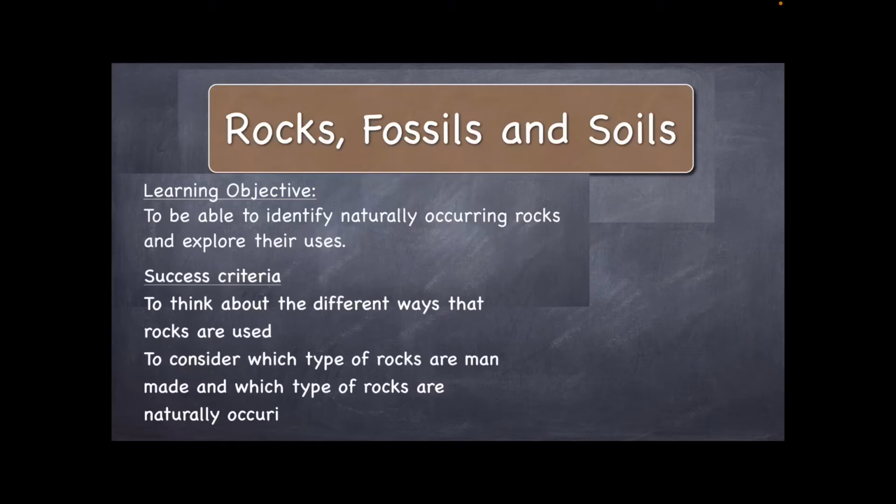Today's date is the 26th of February 2021 and the first day of our new topic is rocks, fossils and soils. This is a branch of science that we call geology. The learning objective for today is to be able to identify naturally occurring rocks and explore their uses. The success criteria is to think about the different ways that we use rocks, and to consider which type of rocks are man-made and which type of rocks are naturally occurring.